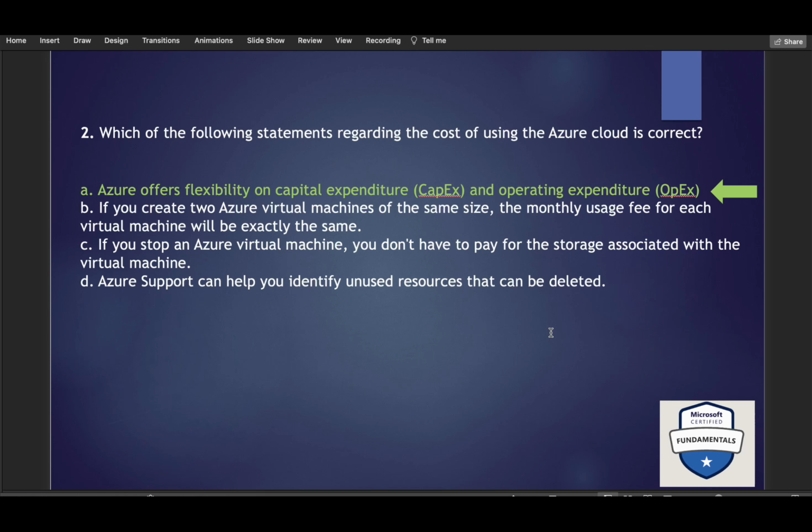Option 2 is incorrect, because two virtual machines on Azure of the same size do not always have the same monthly cost, because price depends on the region and on the size. So it can always be different. Option 3 is incorrect, because even if you shut down your Azure virtual machine, you will continue to be charged for storage costs if you don't stop this storage. Option 4 is incorrect, because Azure Advisor informs you of unused resources that can be removed from use. It is just information, nothing else. So the first one is the right answer.